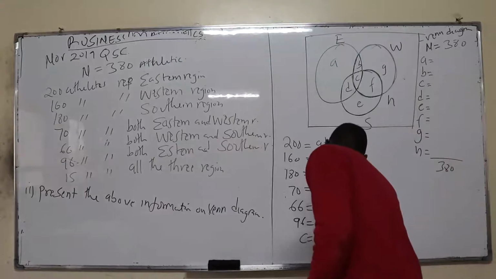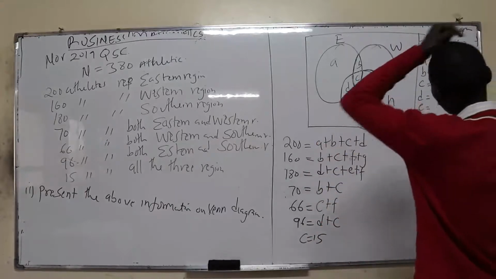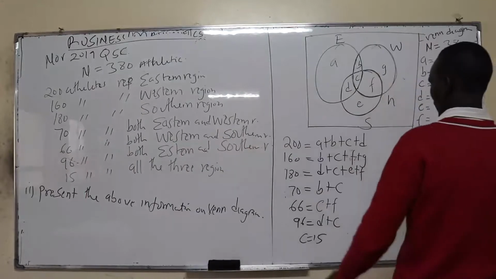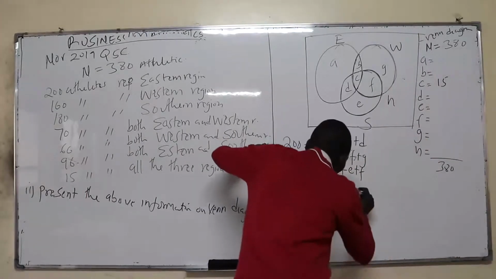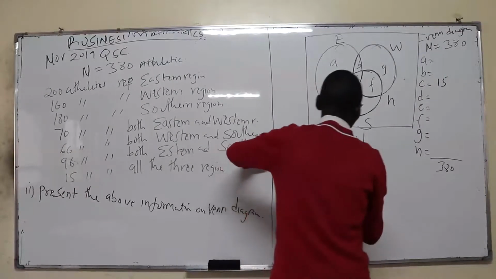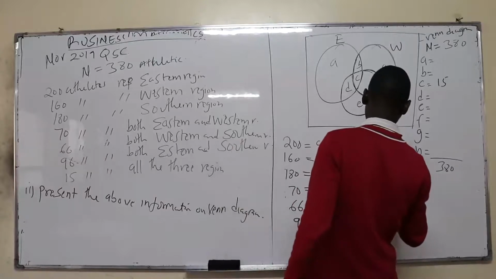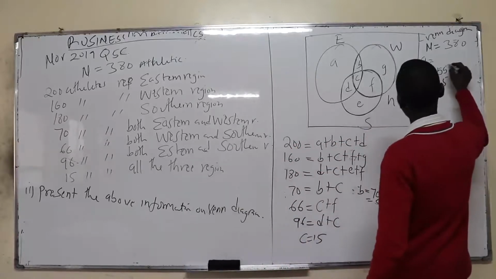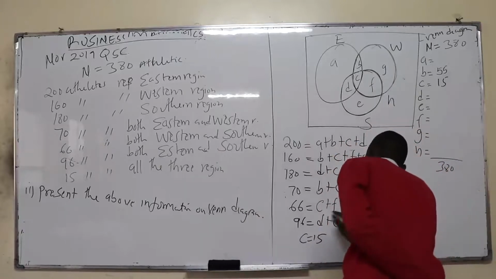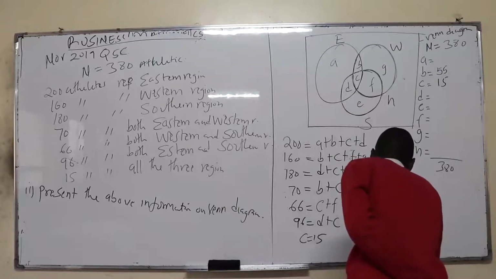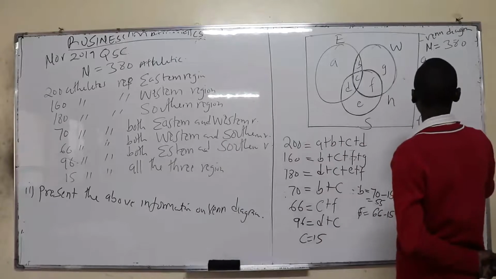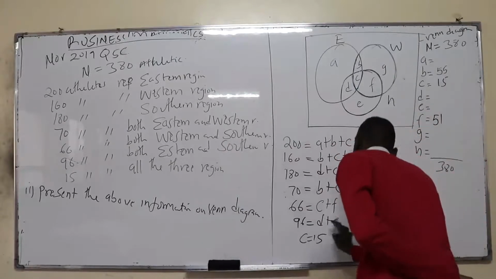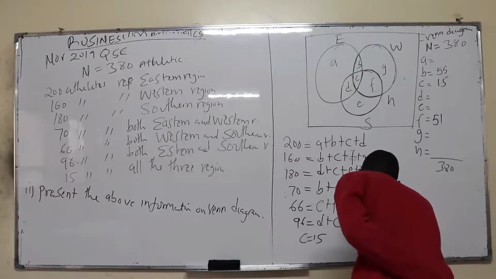We have A plus B plus C plus D. Then 160 athletes represented Western region. So we have all those elements that are in Western set. All elements that are in Western set are part of this 160. So we have B plus C plus D plus E plus F plus G. Then we have 180 who represent the Southern. So those elements that are in Southern set, we have B plus C plus E plus F.